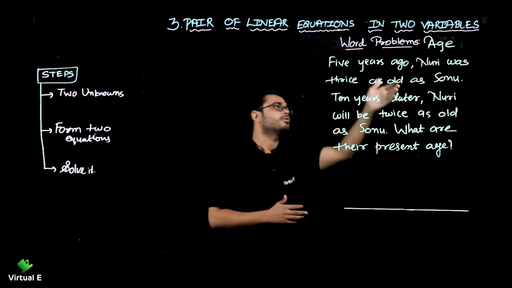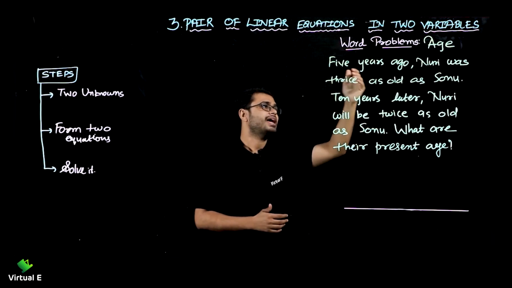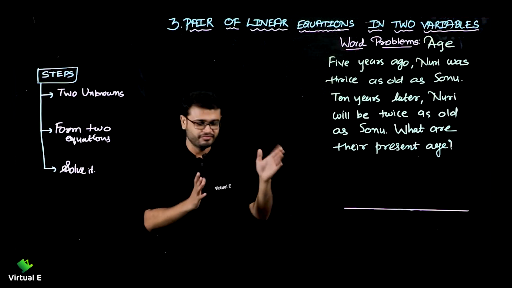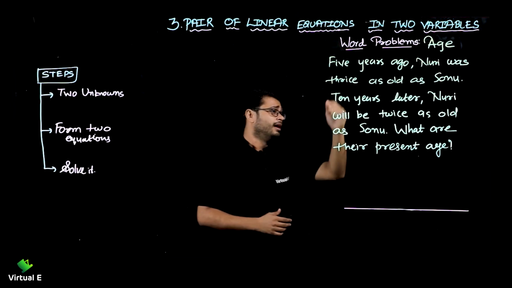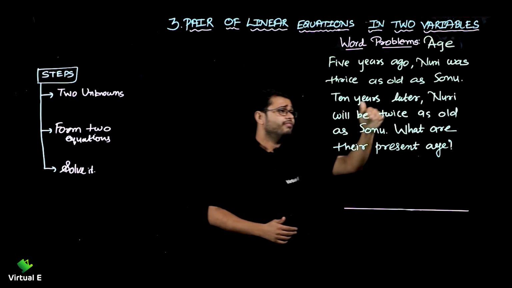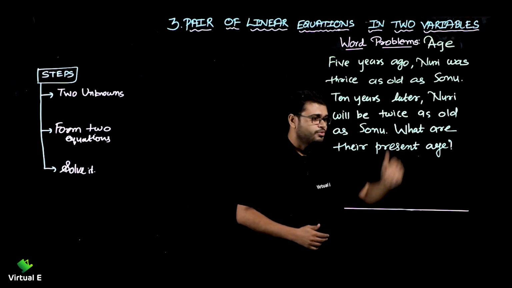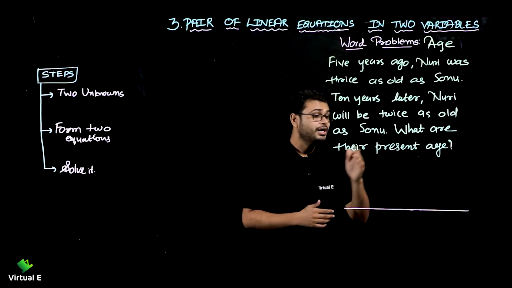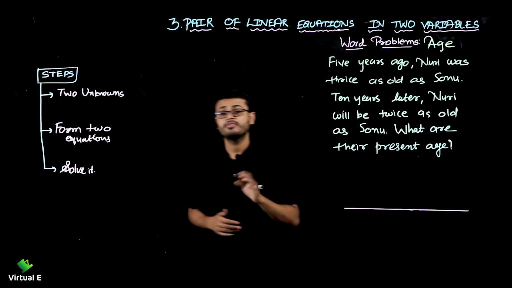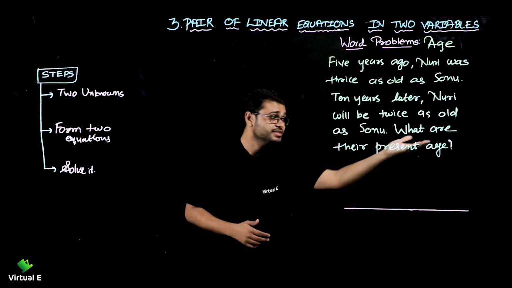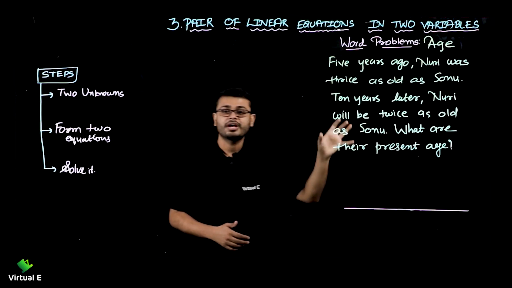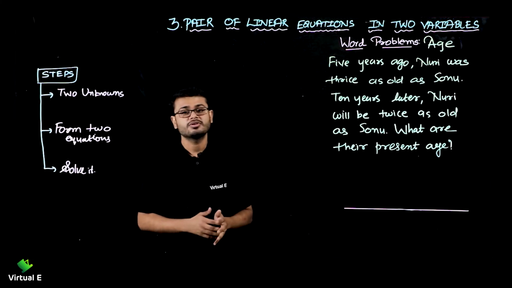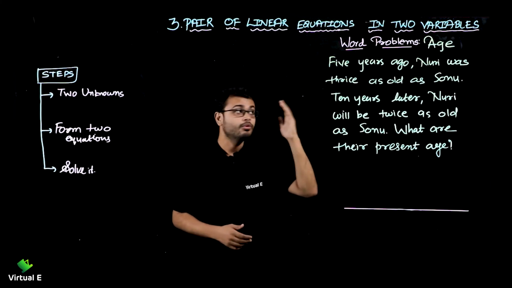So 5 years ago, Nuri was thrice as old as Sonu. Still we are not getting any kind of information when we read this. Next, 10 years later, Nuri will be twice as old as Sonu. So there is twice, there is thrice, ages are given. What are their present ages? So we want to find their present ages. This is telling us what we are going to find in this question. We want to find the present age of whom?